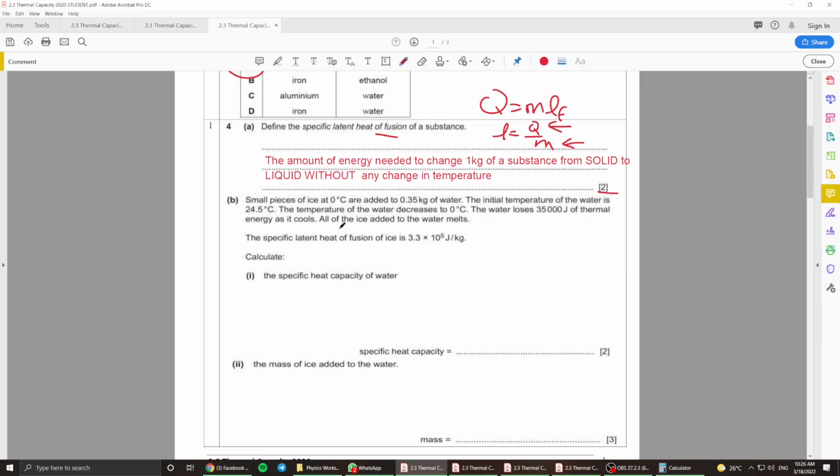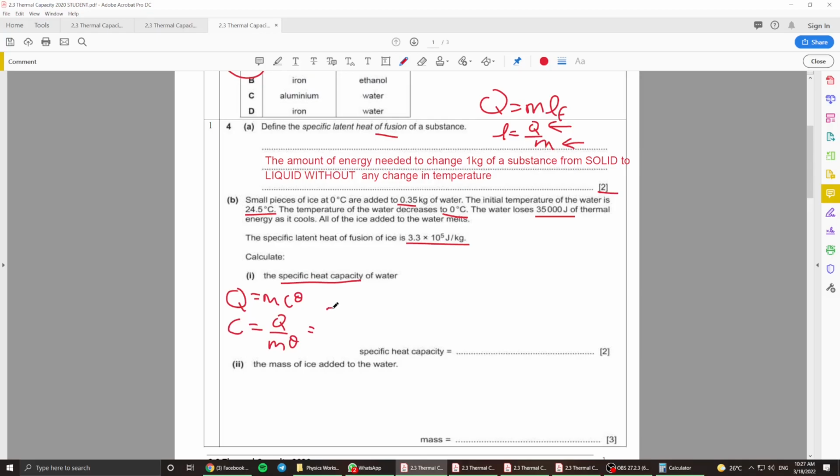Then, looking at the next part here, a small piece of ice at 0 degrees Celsius is added to 0.35 kg of water. The initial temperature of the water is 24.5 degrees Celsius. The temperature of the water decreases to 0. The water loses 35,000 joules. The specific latent heat of ice is this amount. First question, they ask you for the specific heat capacity of water. Q is equal to MC theta, so C is equal to Q over M theta.